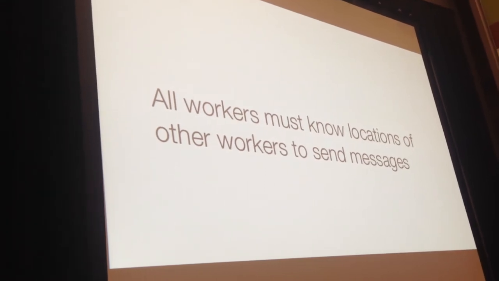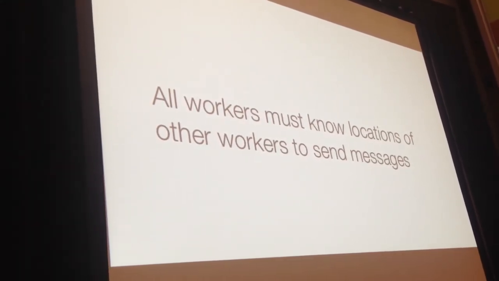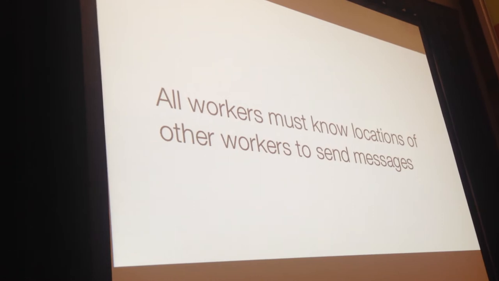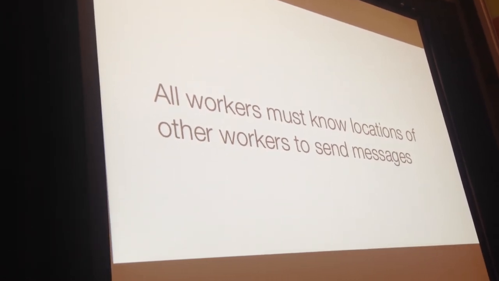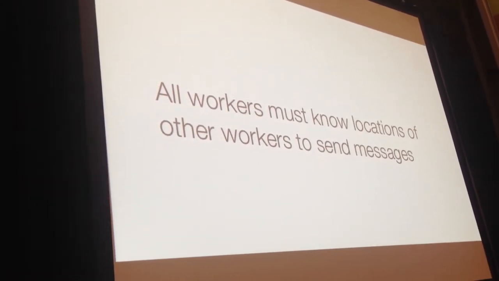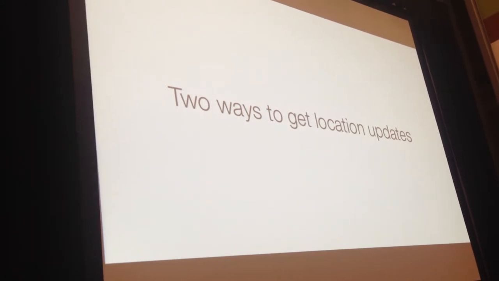So if a worker dies and is reassigned to a new location, that information needs to propagate to the worker, because all workers need to know the locations of other workers so that they know where to send messages to. Now there's two ways a worker might get location updates.